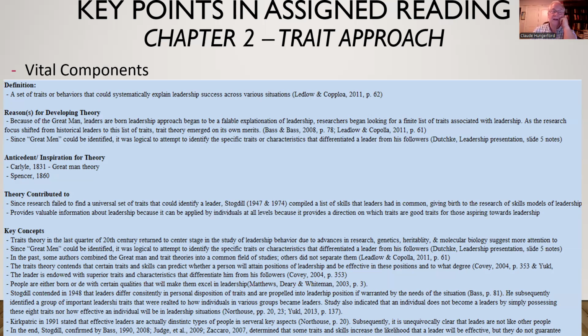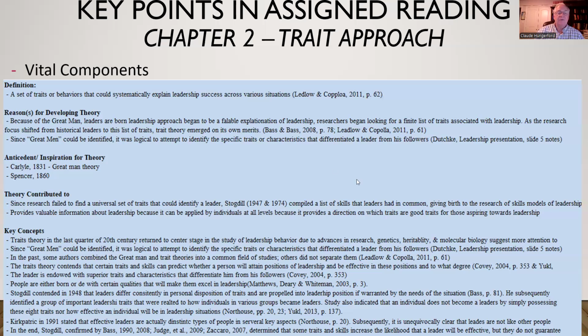And these are some of the things that they talked about in chapter one, is the theories build on each other. So the antecedent obviously is the great man theory. The key people that really were foundational to the great man theory were Carlyle and then Spencer. Again, both of them in the 1800s. And really, it just kicked off research in leadership.